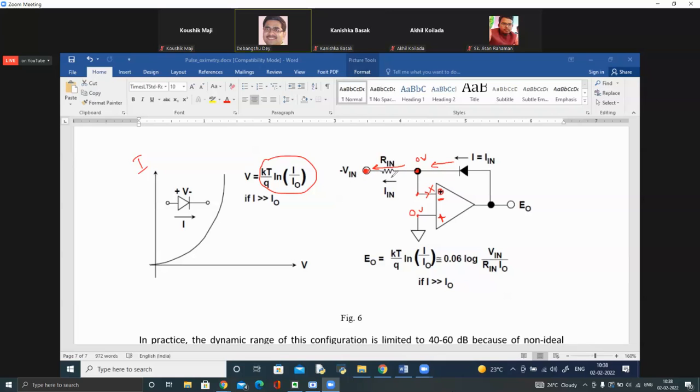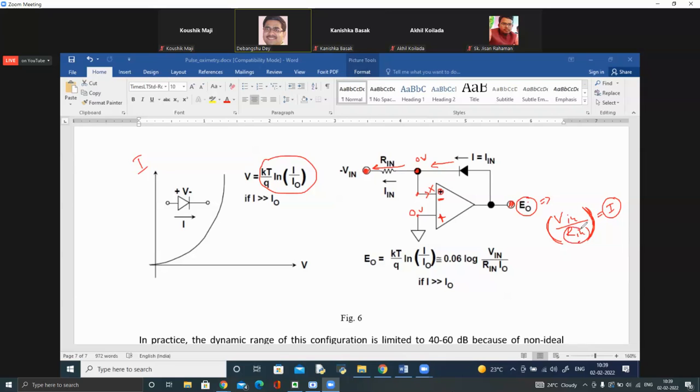So V in by R in, you can think of this as the current. And this EO is the voltage across the diode. This E output is the voltage across the diode. So this EO has a relationship with the current, like this one. So what will be the value of EO? See, this is your I, I is the current, and this is V in by R in.